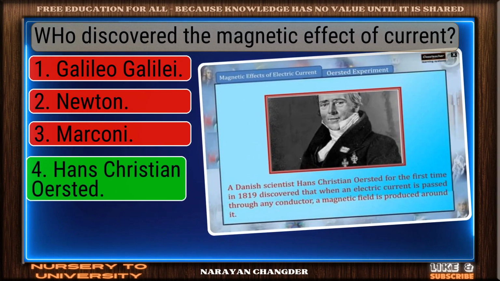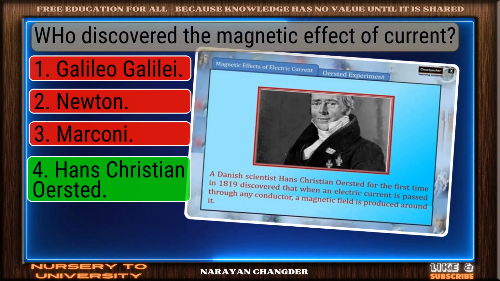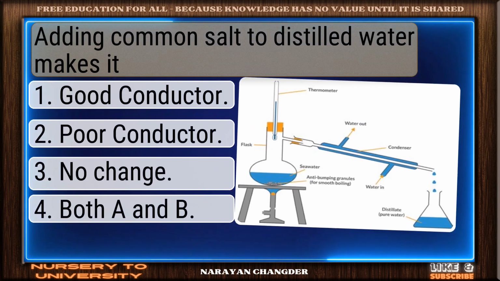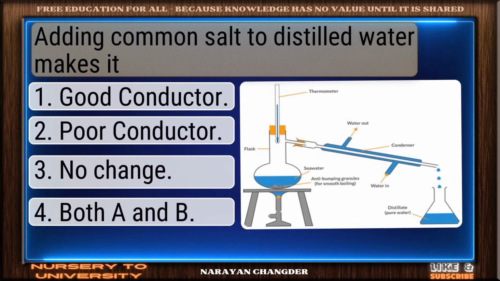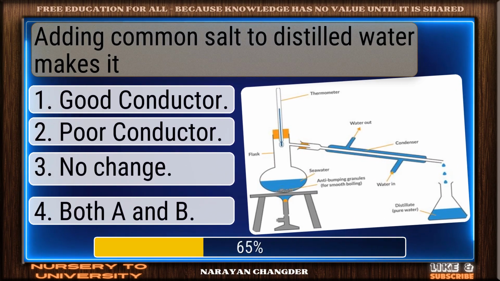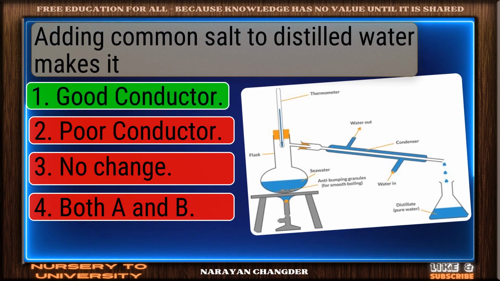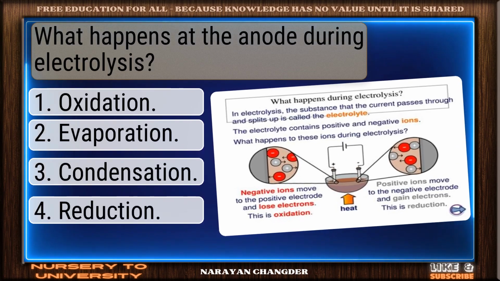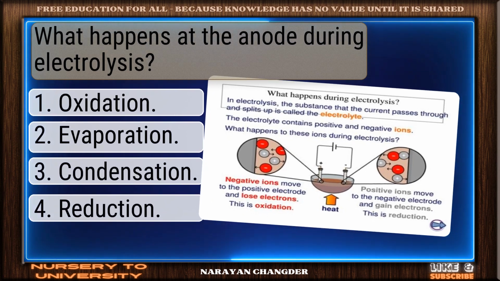Good job. Your answer, Hans Christian Ørsted, works well here. Question number 94. Adding common salt to distilled water makes it? Excellent. Good conductor is a brilliant choice. Question number 95. What happens at the anode during electrolysis?